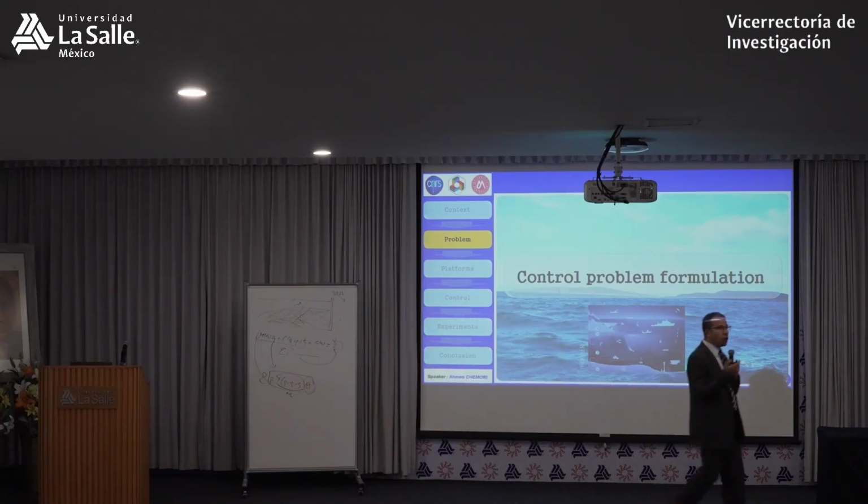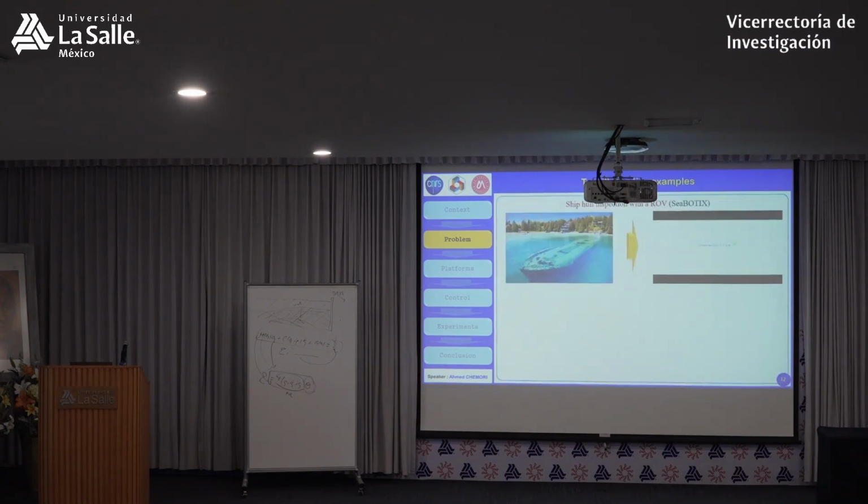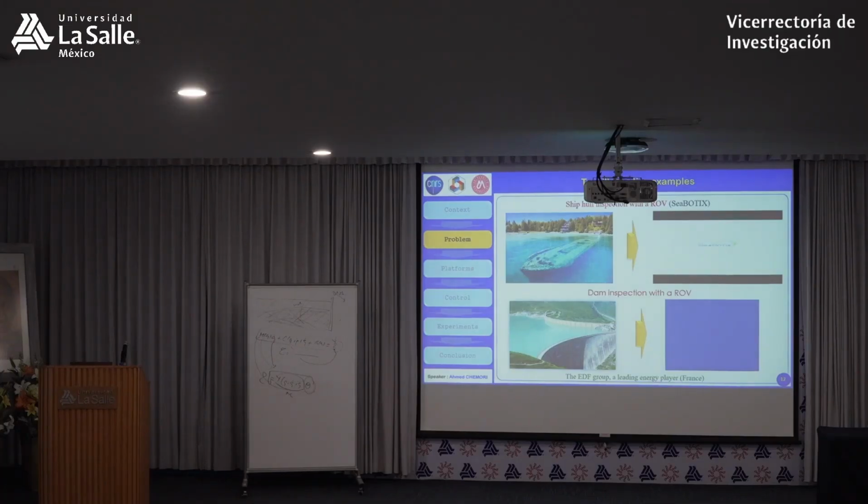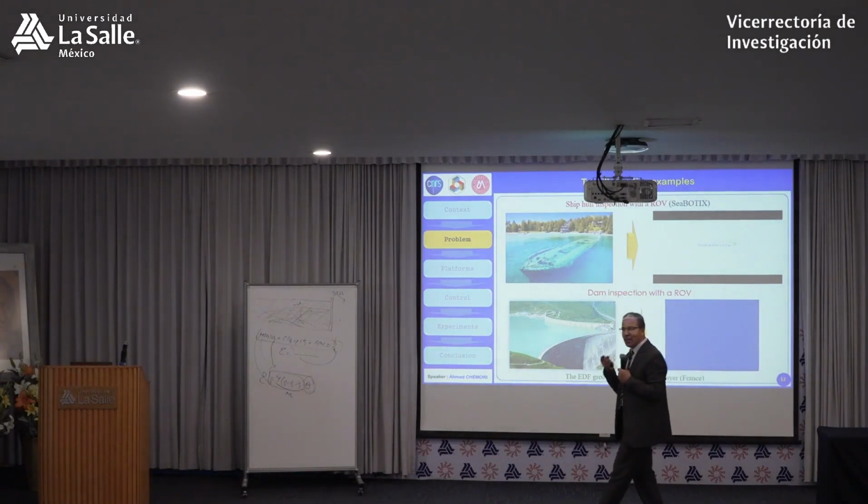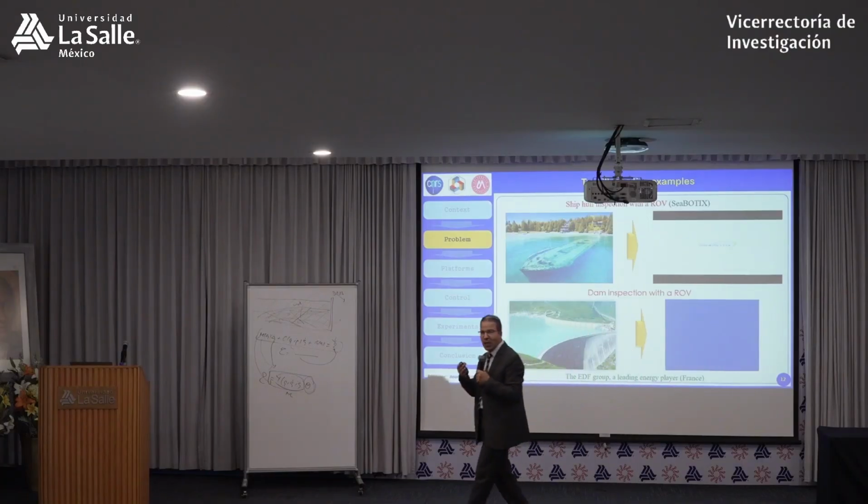And to introduce the control problem formulation of underwater vehicles, let me show you 2 examples. In these 2 examples, we are doing underwater inspection. Here it's the inspection of a ship hull, and this is the inspection of a dam. For both examples, we are using ROVs. And now let me introduce the limitations of ROVs. What are the drawbacks of using an ROV?